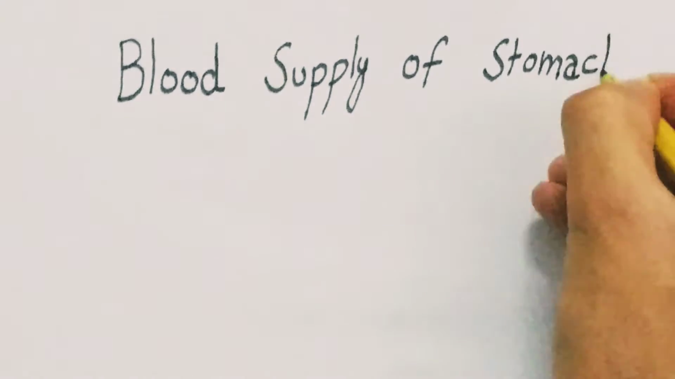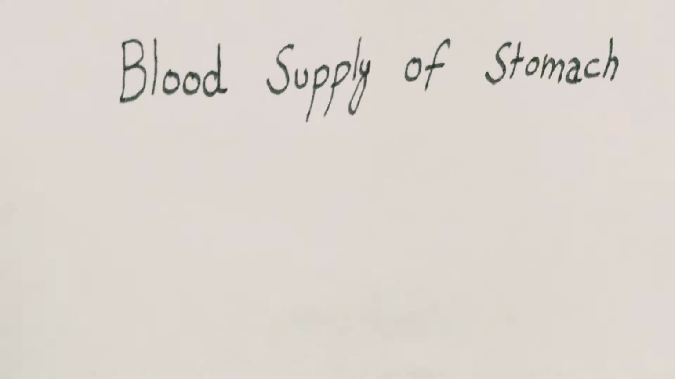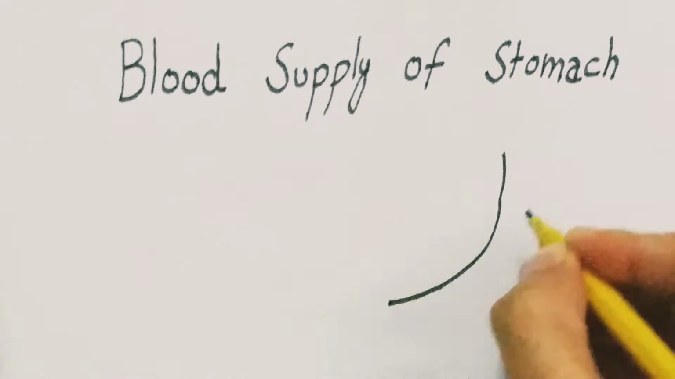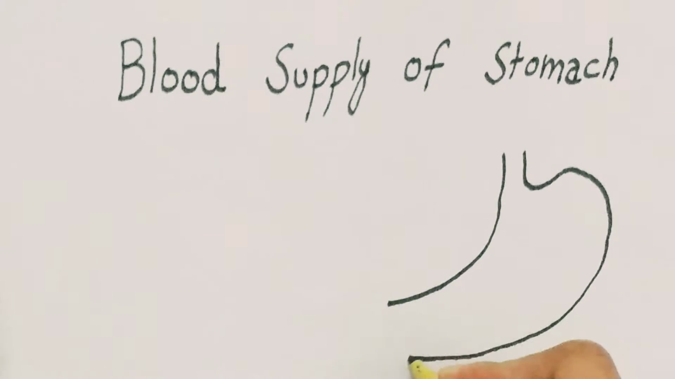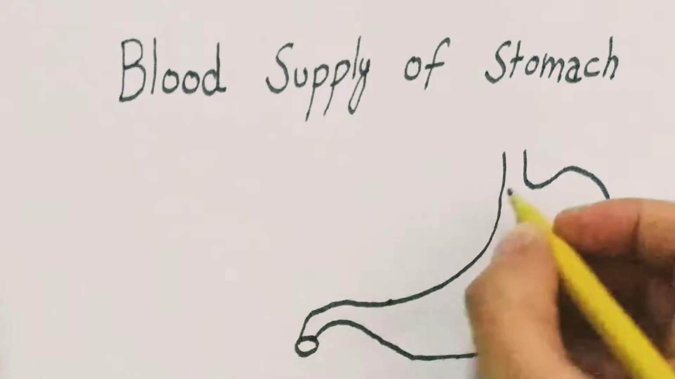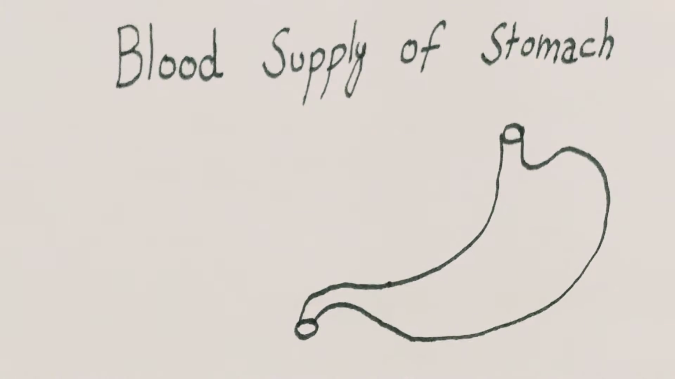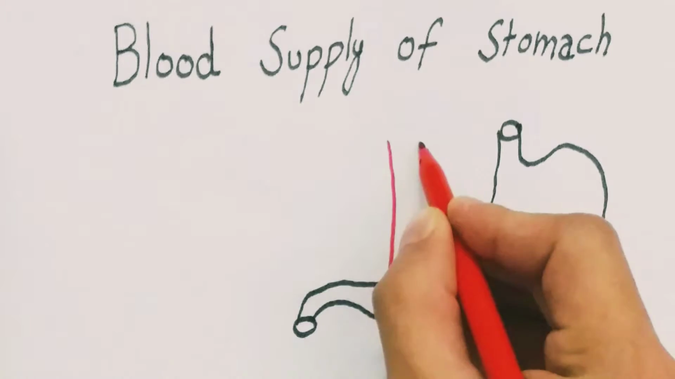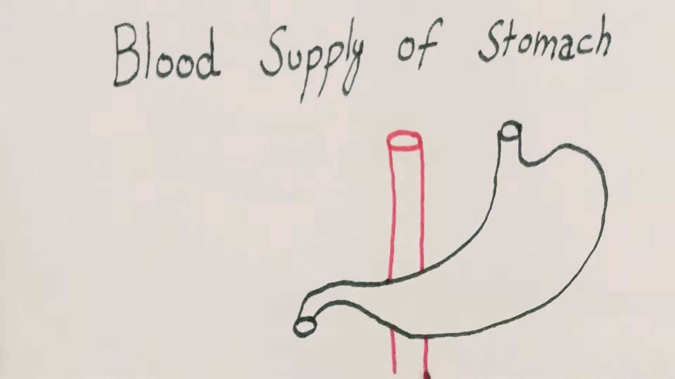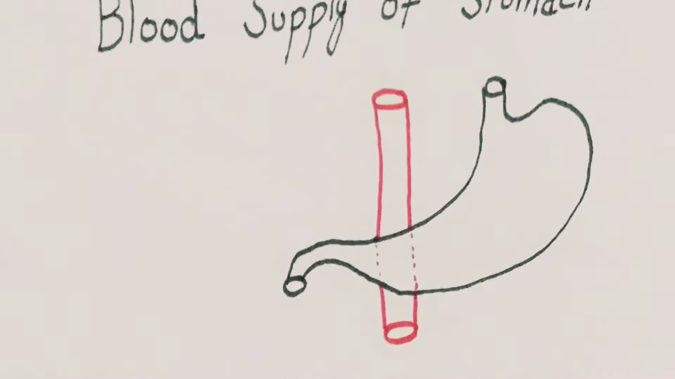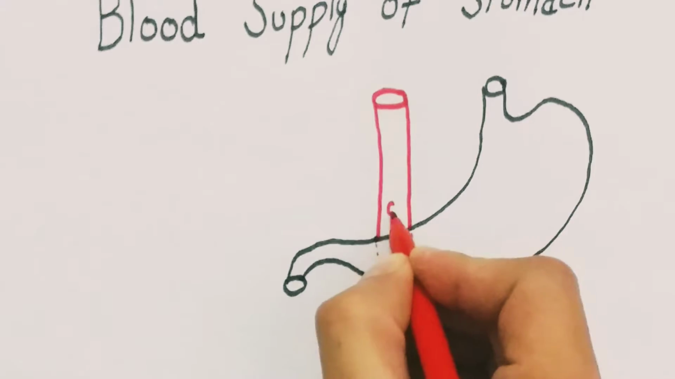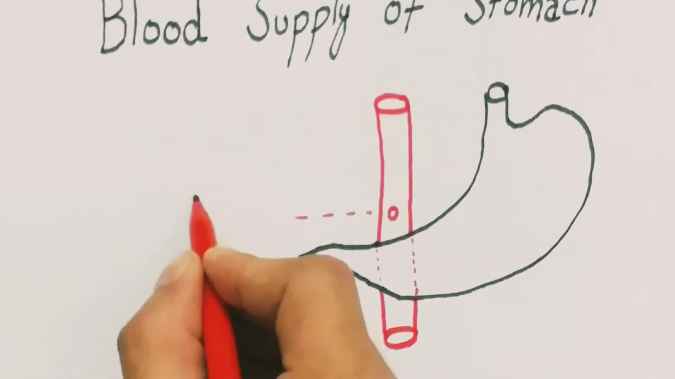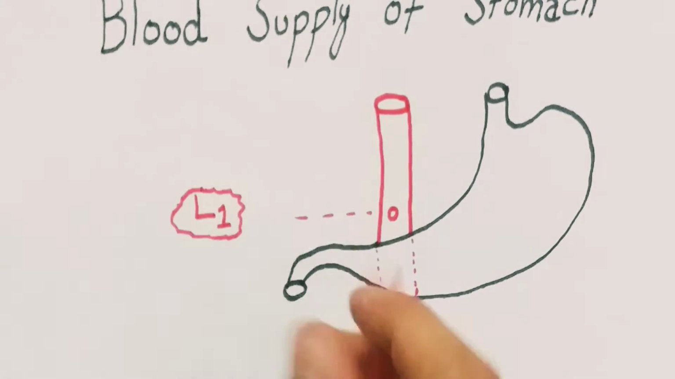In order to understand the blood supply of the stomach, first you need to understand the course of the abdominal aorta. The thoracic aorta, when it descends down the diaphragm, is then becoming the abdominal aorta. The abdominal aorta is then giving an anterior branch at the level of the first lumbar vertebra, and that very branch is called the celiac trunk.